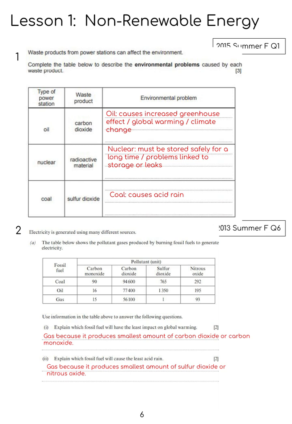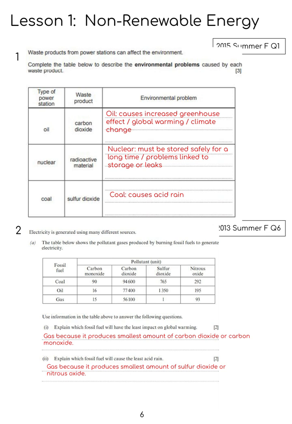Question 2, we are talking about coal, oil and gas again, and 4 different gases that they produce. We need to use the information in the table to answer the following questions. So which one has the least impact on global warming? Global warming is going to be caused by carbon dioxide or carbon monoxide. So we are going to say the least impact is from gas.